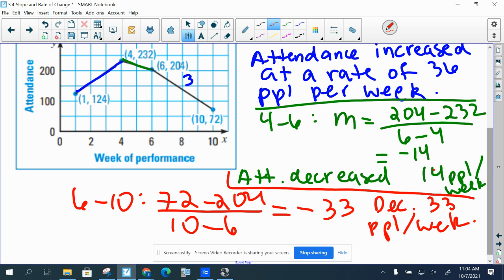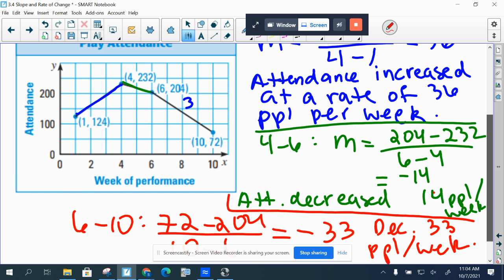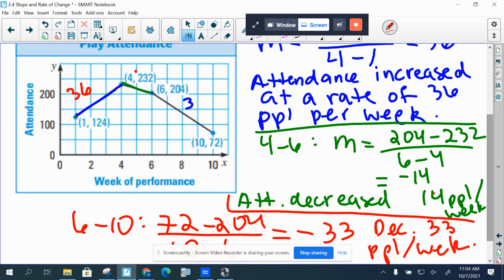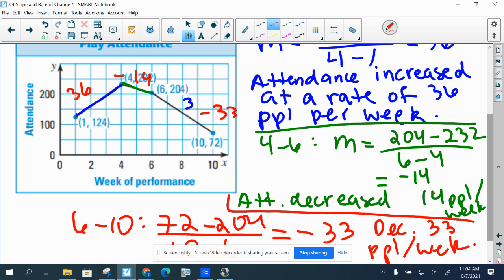Now, wait, go back to your previous page, because I want to talk a little bit more about what those numbers mean. So notice, for this one we got 36, this one we got 14, this negative 14, this one we got negative 33. Which of these segments is the steepest? Yes, 36. Which one is the least steep? Nathan? Yes, yes.